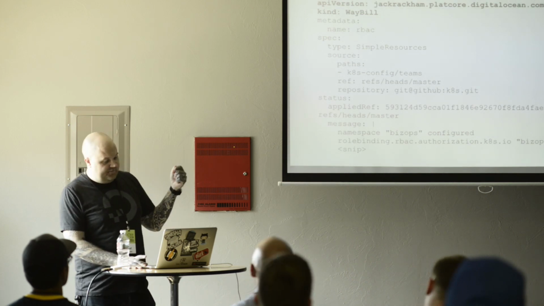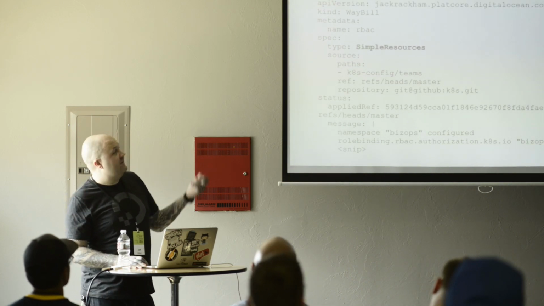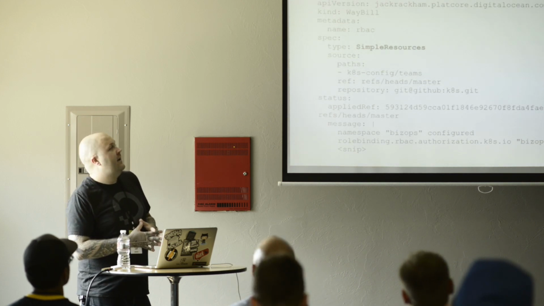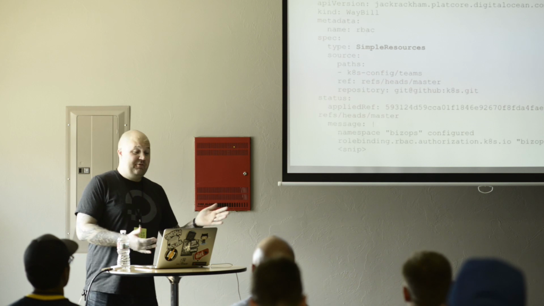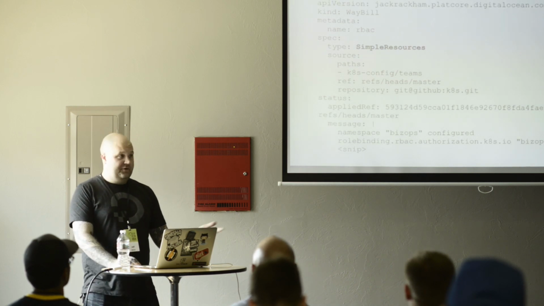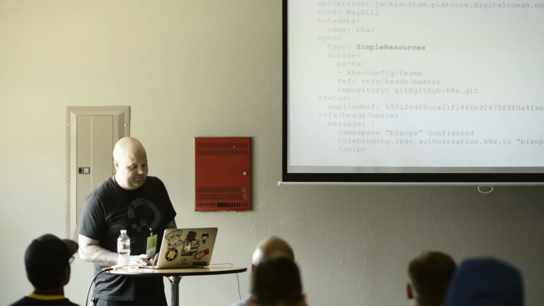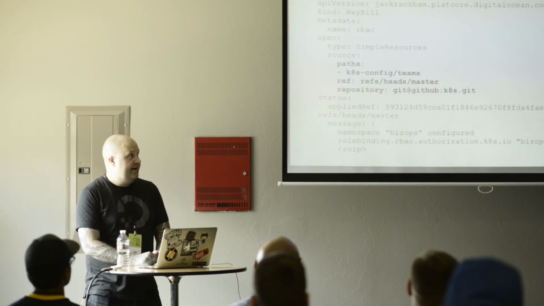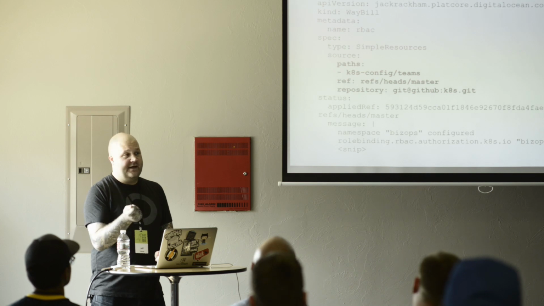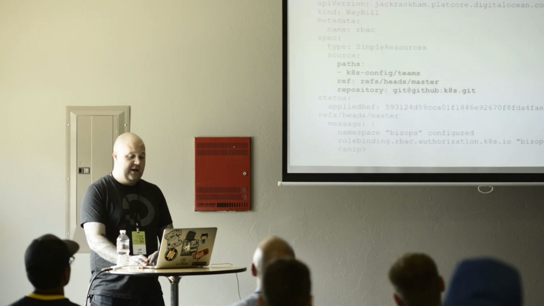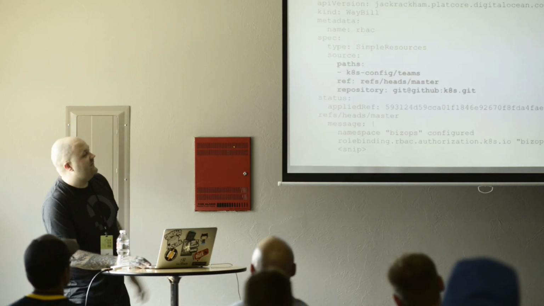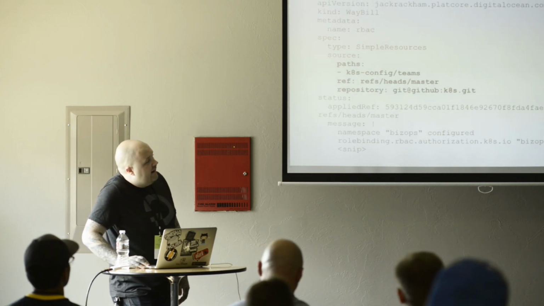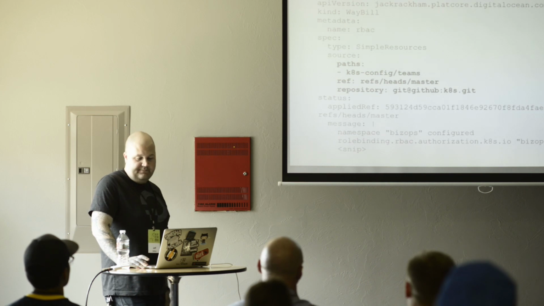So it's a custom resource, type waybill. It's a simple resource. We have a couple types of resources at this point. The simplest one literally just runs kubectl apply of whatever you give it. So in this case, we specify some paths in a Git repository. It will check that out, check out that ref, and just apply it. And then it will update the status. It'll say, here's the ref that I know about, here's what I've applied, and here's the output of when I ran that.